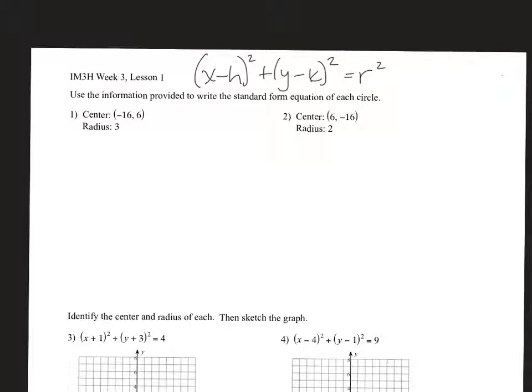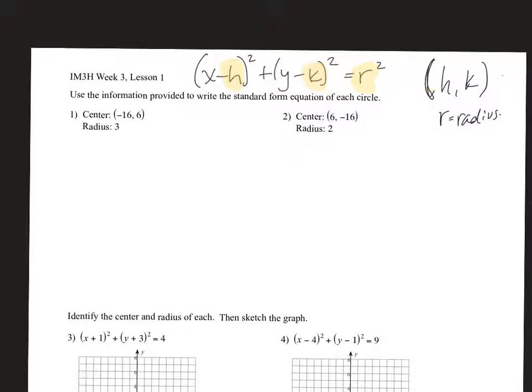All right, so what you're looking for specifically is here you're looking for h, here you're looking for k, and over here you are looking for r. And the reason you're looking for those is the center should be h, k, right? That's going to be an ordered pair, and the radius is what r is.